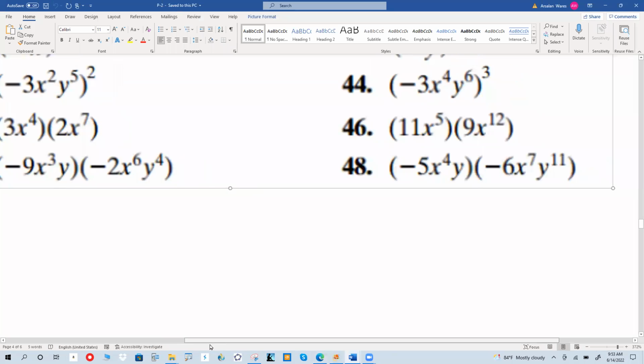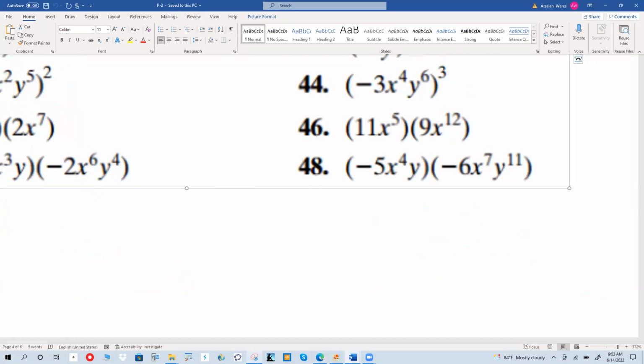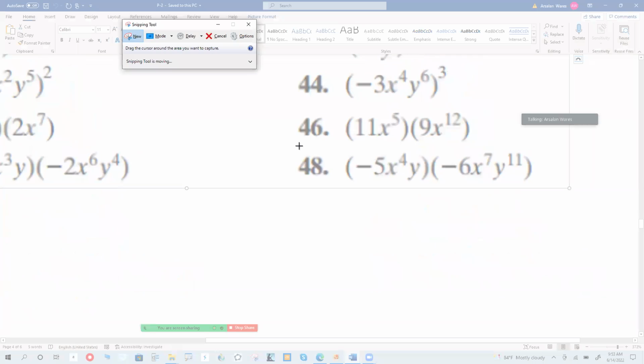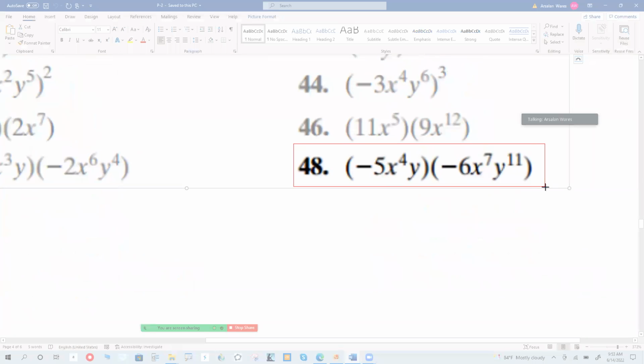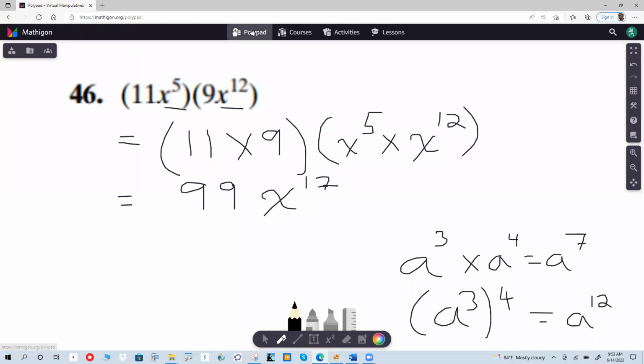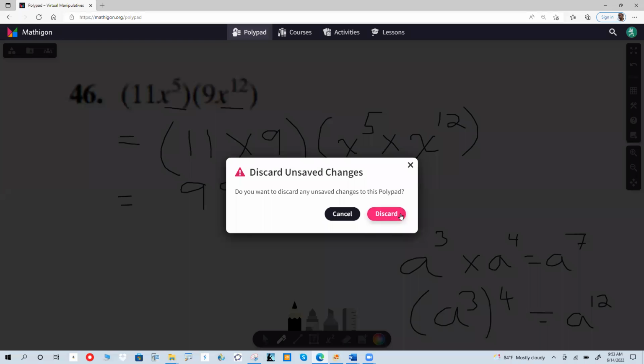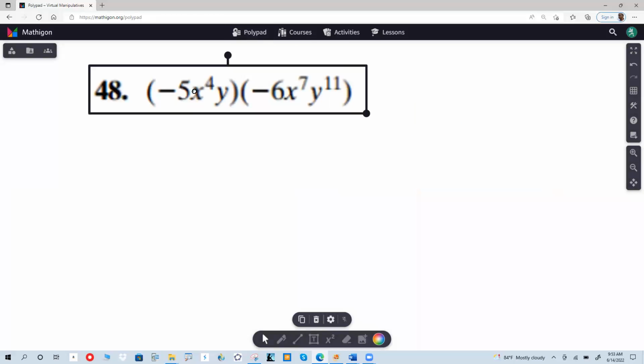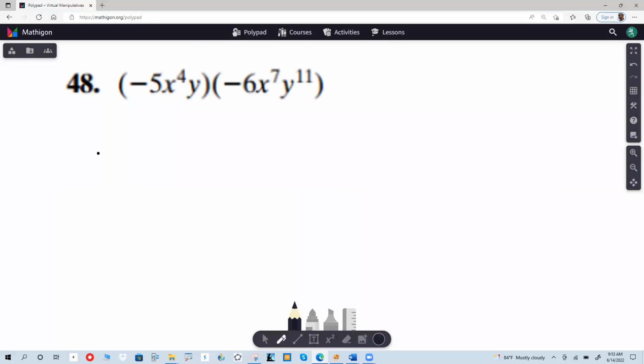So right here, I'm going to try 48. Again, good old rule, negative times negative is positive, and like terms are all collected together. All those things that we have been doing are going to come up over and over again. So negative times negative is positive, I'm just going to ignore them like so. Now I'm going to multiply the numbers. I'm going to show a few extra steps.